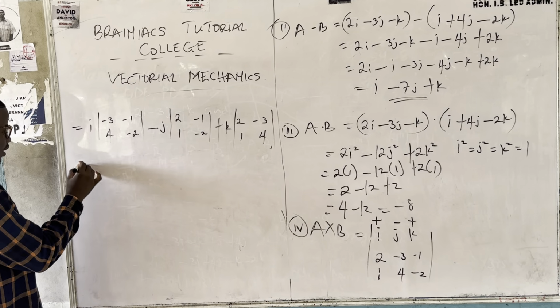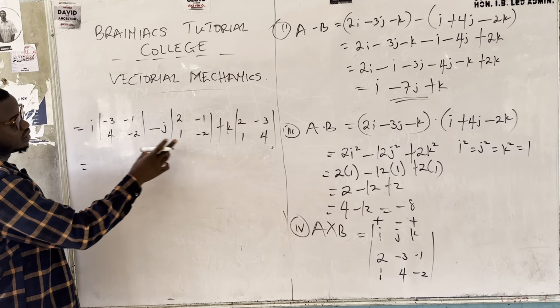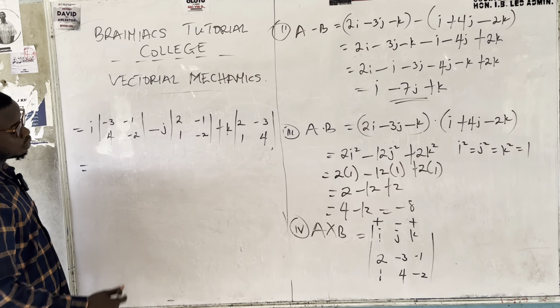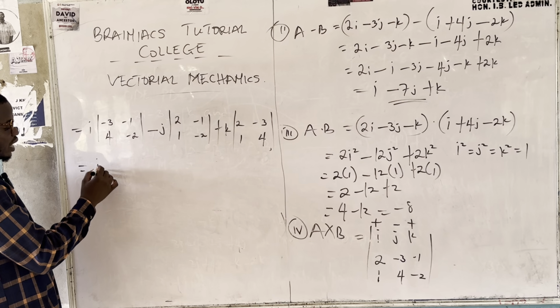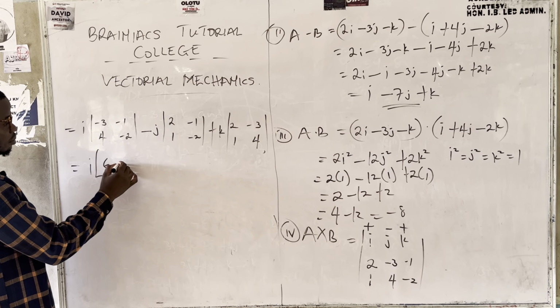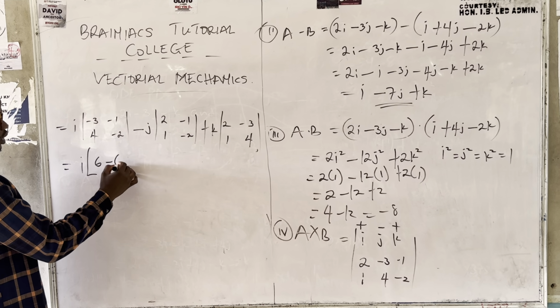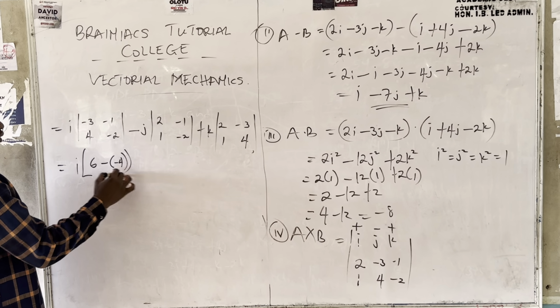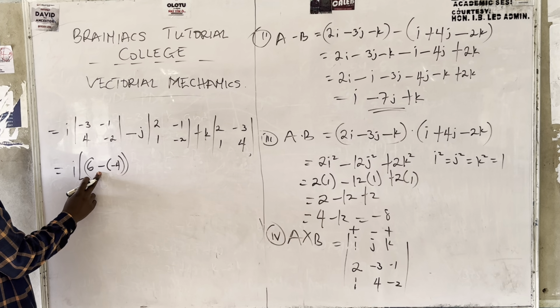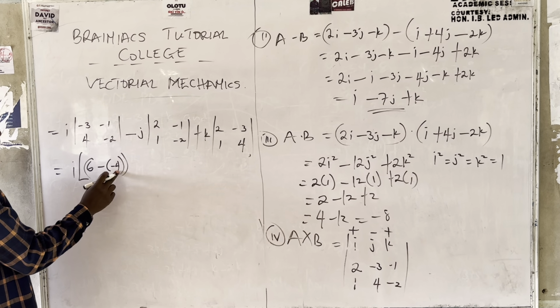So from here, this is a determinant of a 2 by 2 matrix, and this one too is a determinant of a 2 by 2 matrix, then this particular one too. So here we have i is here. This one times this one will give us 6, minus this one times this one, that will give us minus 4. So we multiply this and this together, write it here, put a negative sign in between, then this one times this one too.